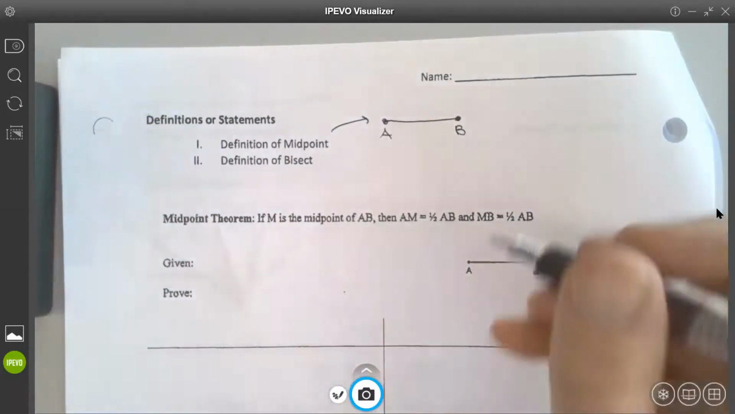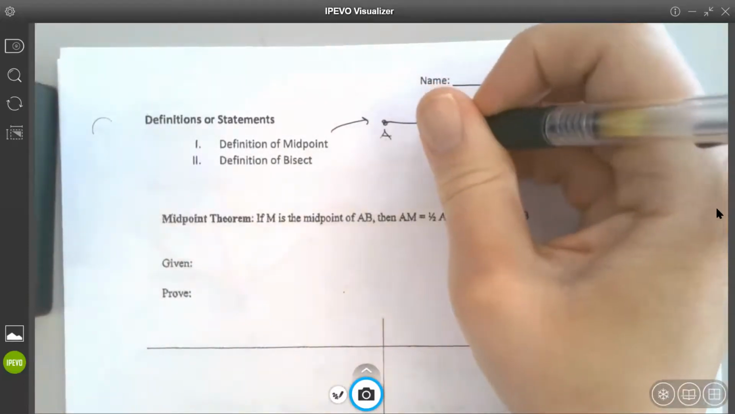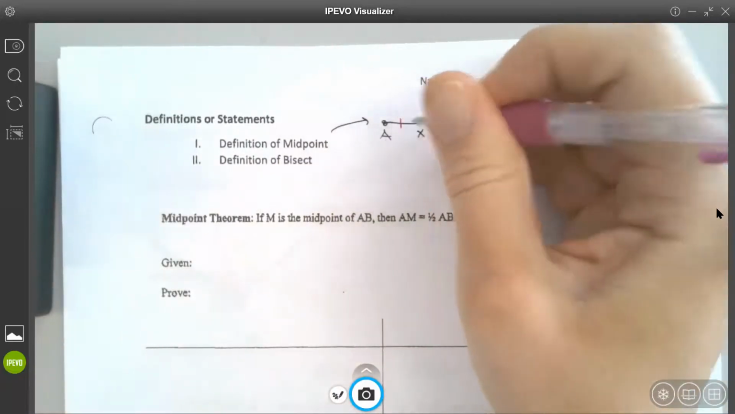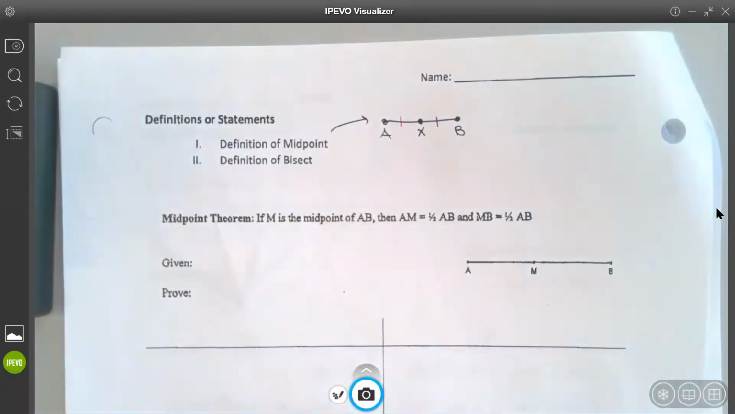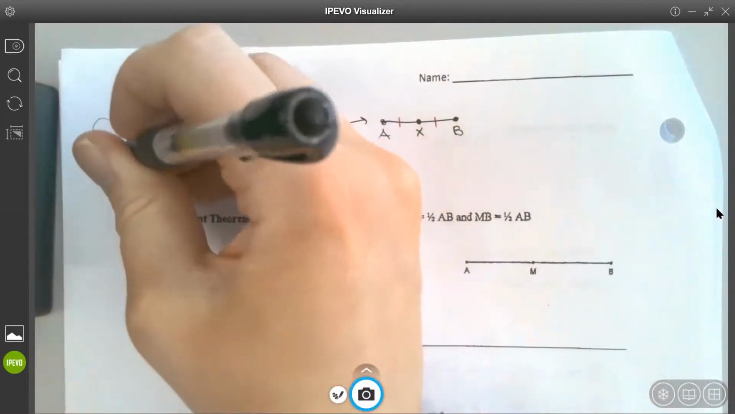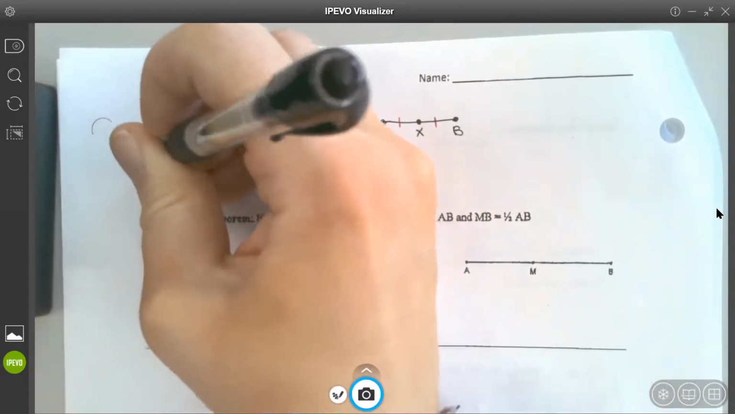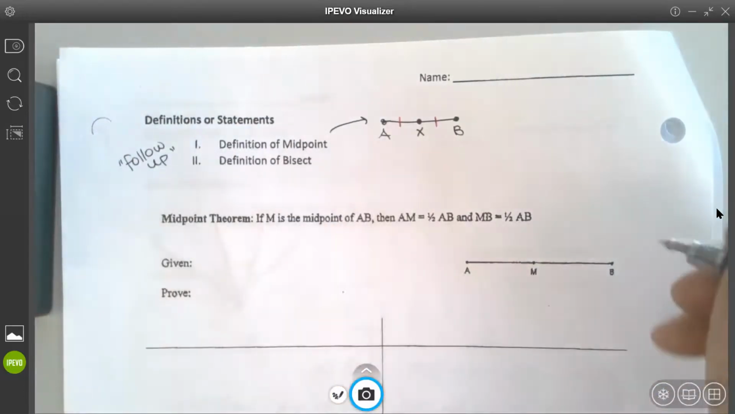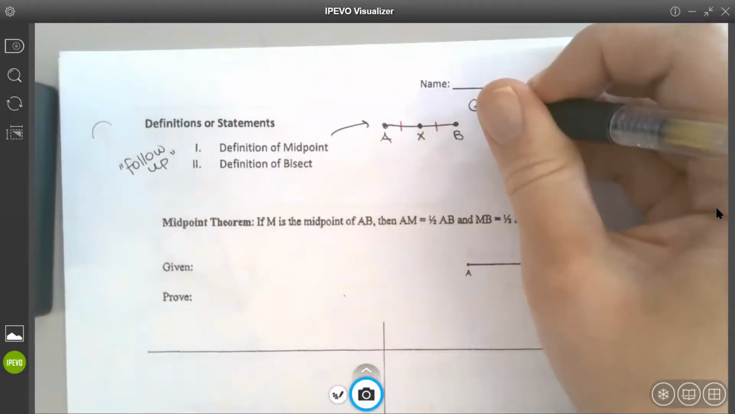And a midpoint means that there's a point exactly in the middle. We'll call it X, where the distance from A to X is the same as from B to X, that it's exactly in the middle, it's a midpoint. Every time that you are given midpoint or bisect, I call these follow-up statements. We have to follow it with definition of midpoint or definition of bisect. So I'm going to give us an example for each of these up here.